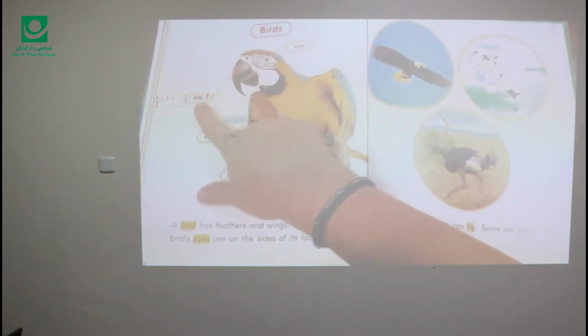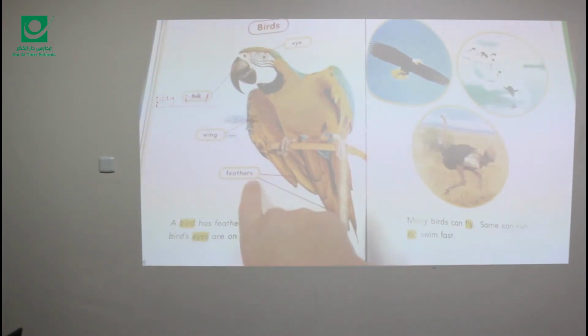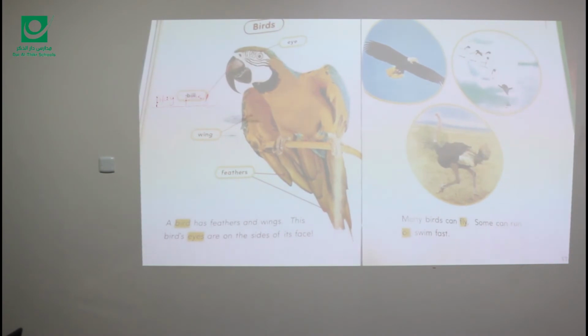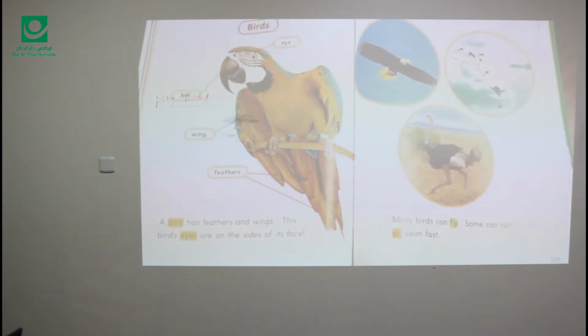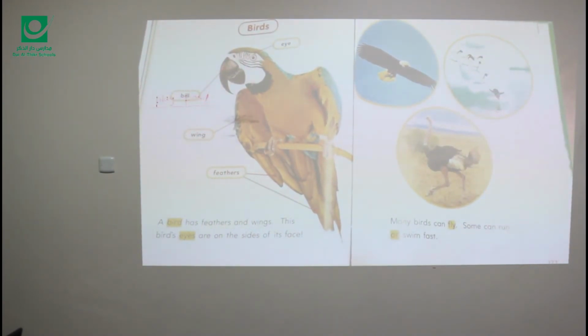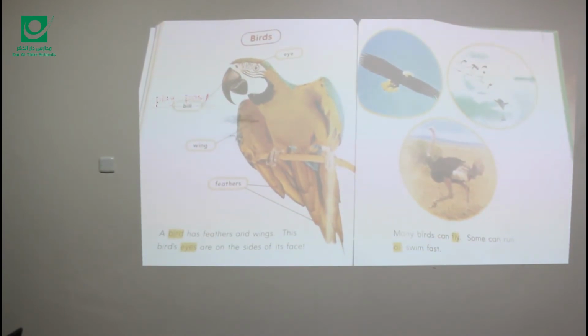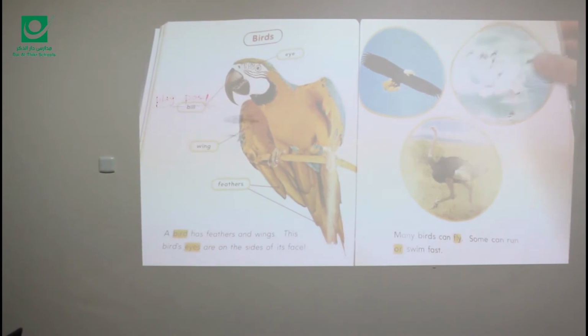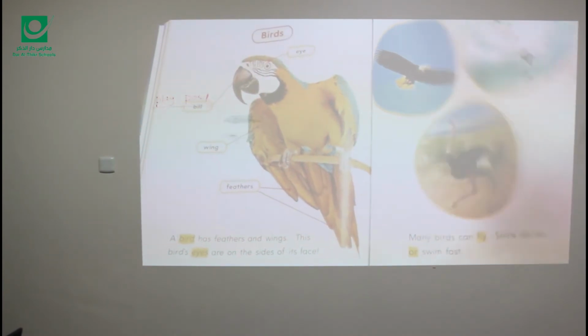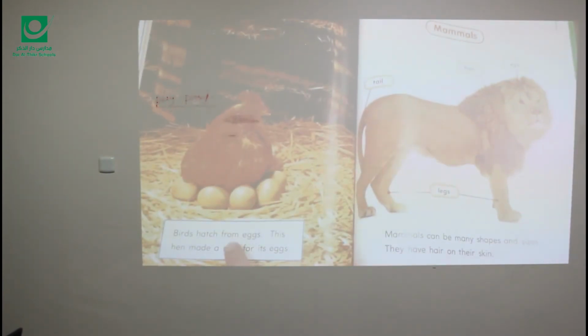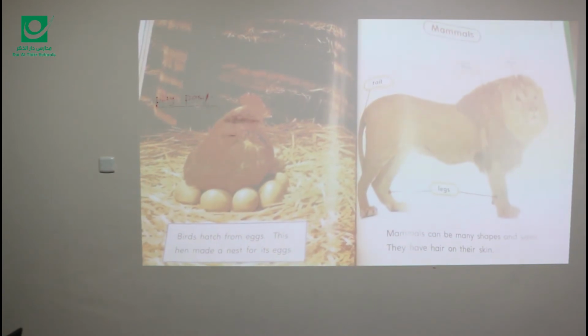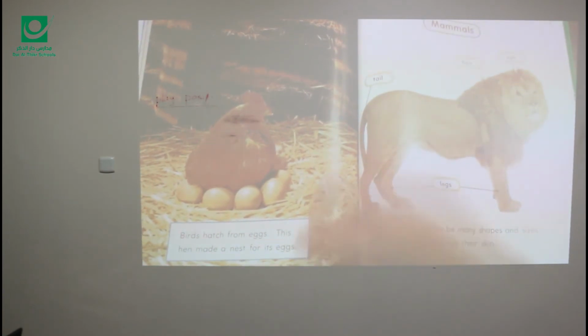Birds. Eye, bill, wing, feathers. A bird has feathers and wings. This bird's eyes are on the sides of its face. Many birds can fly. Some can run or swim fast. Birds hatch from eggs. This hen made a nest for its eggs.